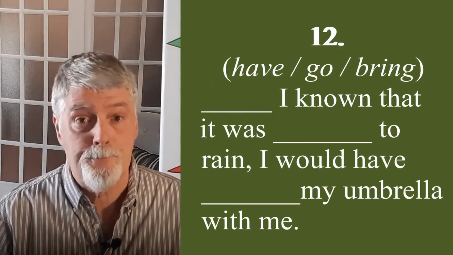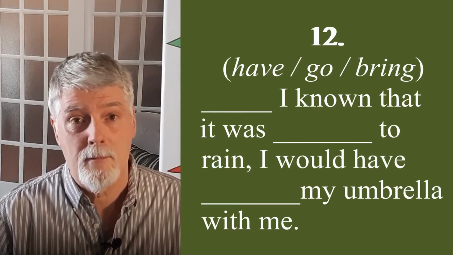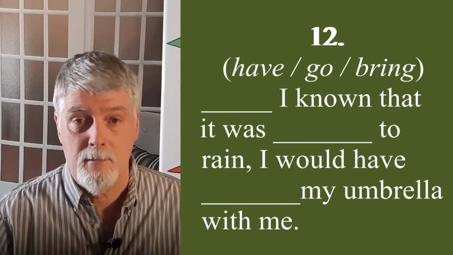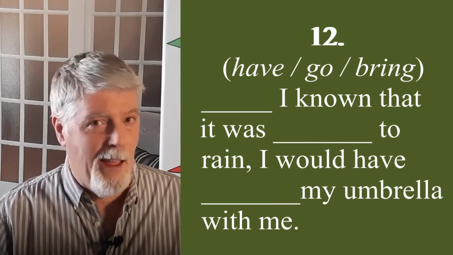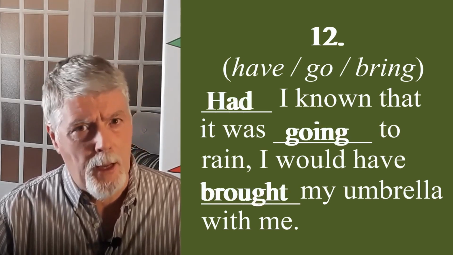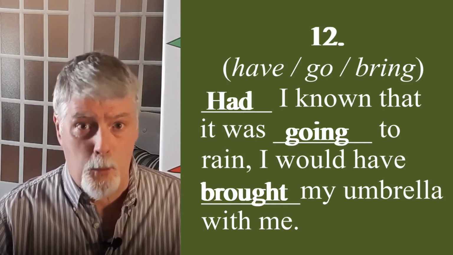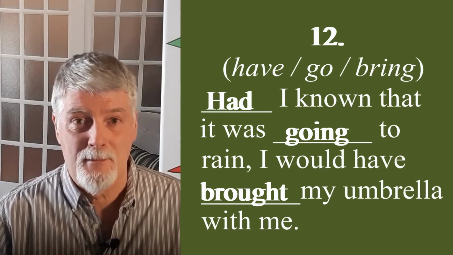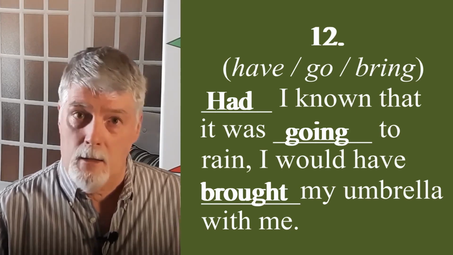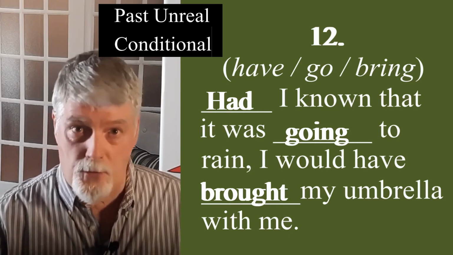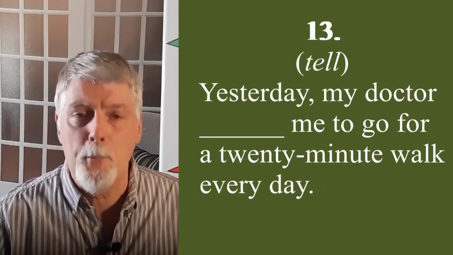Number 12. Answer, and we have 3 verbs in this sentence. Had I known that it was going to rain, I would have brought my umbrella with me. Again, we have an unreal conditional, so that's the reason for these verb tenses.